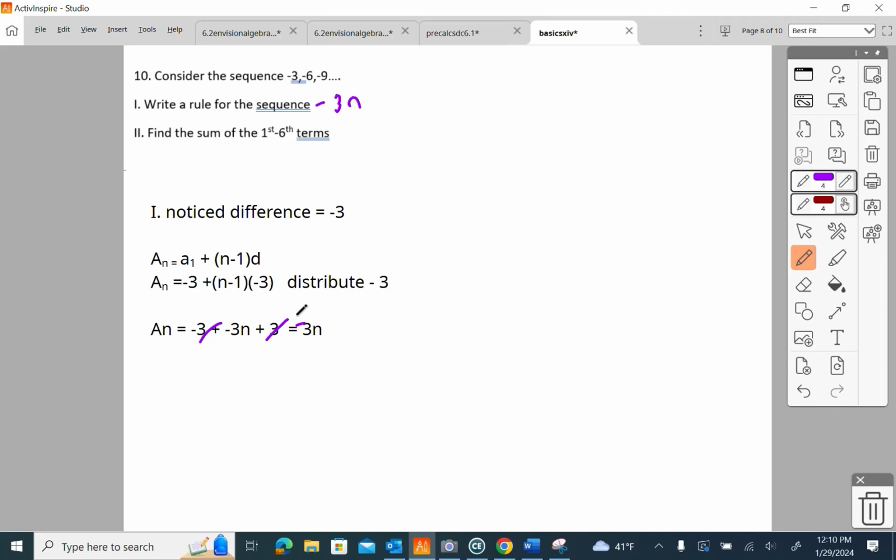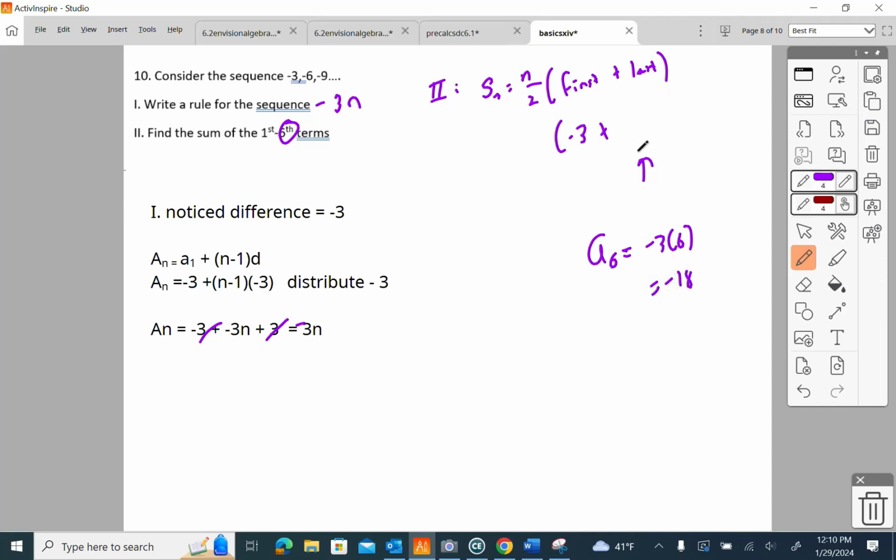Part 2 requires you to know some things. Now, the truth is you could probably just figure out the next 3 terms and put them together, but whatever. It's a formula class. So to do part 2, I need this formula. The sum of n things is n over 2 times first plus last. Now, it talks about the first term, which is obviously -3. The last term is going to take some work. It's the 6th term, all right? I got to find a sub 6. It's going to be -3 times 6 because n is 6, which is -18.